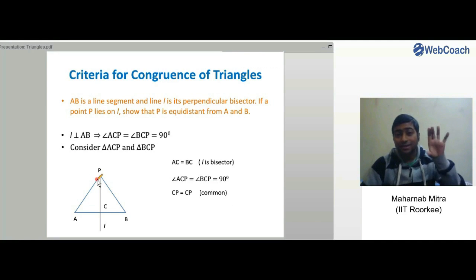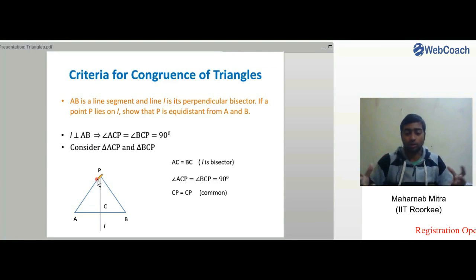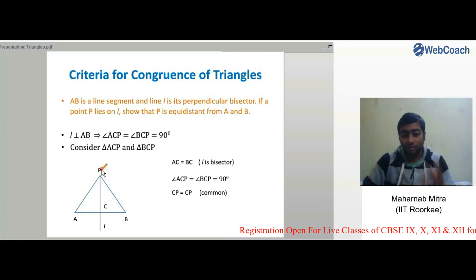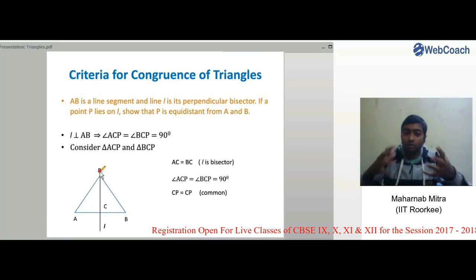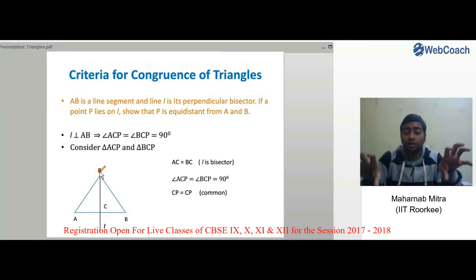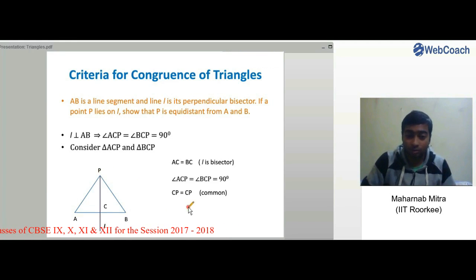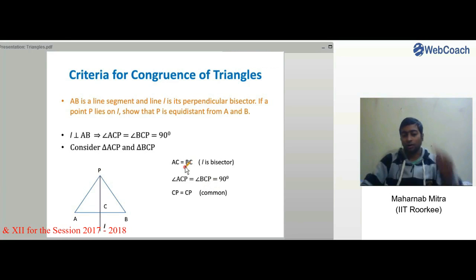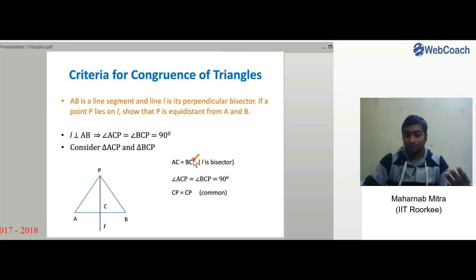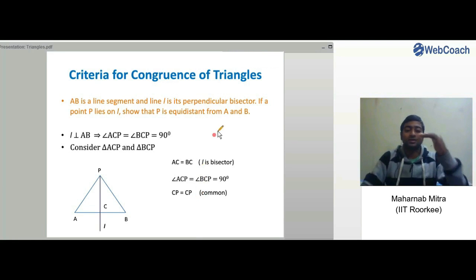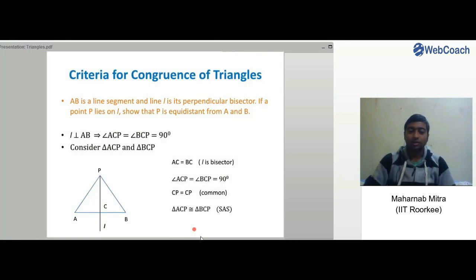And you can tell that for these two triangles, the side CP is common for both of them, so the common side must be equal. If we separate them out, the side CP will still remain the same. So CP is a common side which is equal. So you can see we have got three criteria: the side AC equals BC, the angle ACP equals BCP, and one more side which is equal, CP equals CP. So sides are equal, angles are equal, and one more side is equal.